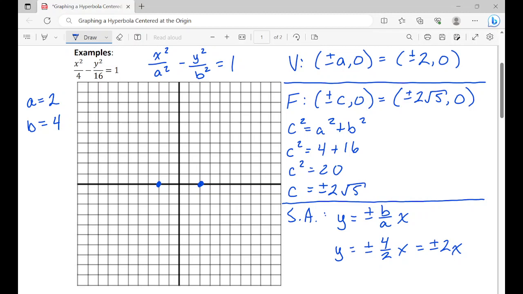And I need to graph my central box, which is just a way to kind of guide. And the central box again follows a and b, so 2, which is under x, along the x-axis, and b, which is under y, which is on the y-axis. So we draw a point here and here, though we're not going to actually go through it. This is just to represent our central box.